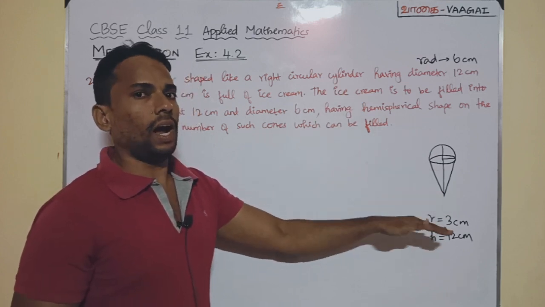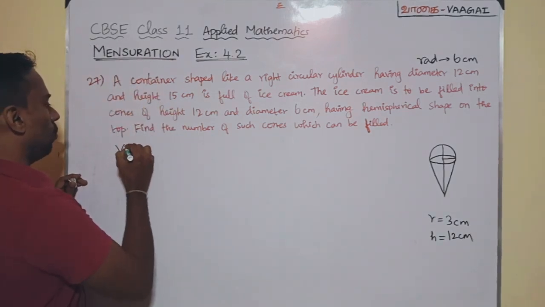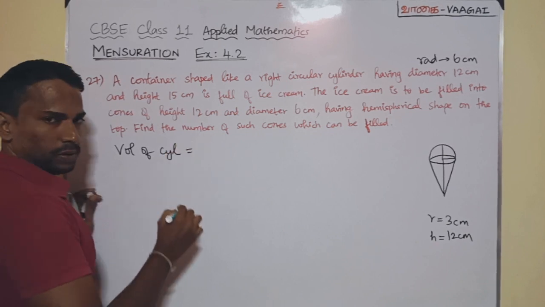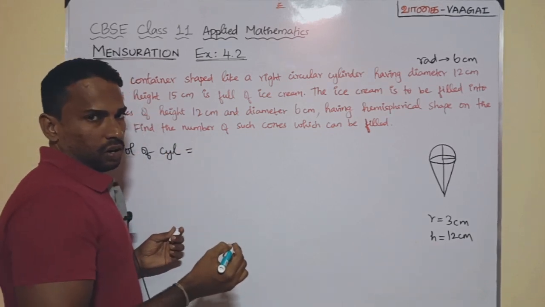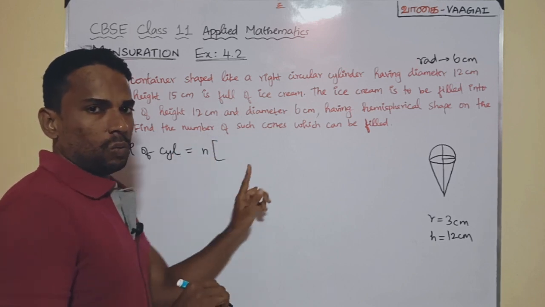Okay, yes, and along with the hemisphere at the top. Okay, so that means on the left hand side I will have the volume of the cylinder. This will be the same as, let's take the number of ice creams which we are forming to be n. So n times what we will have inside.